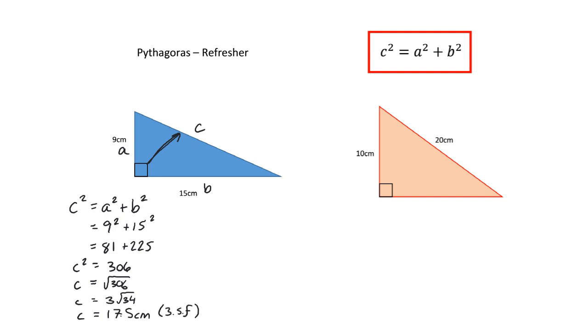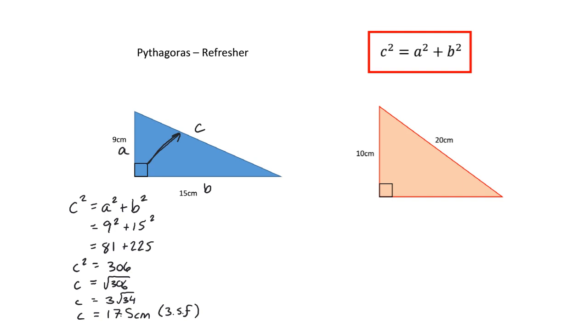Okay, so quick refresher: formula in, substitute into your formula, and then depending upon what the question asks for, it might ask for it as a surd in its simplest form, or it might ask for 3 significant figures or 4 significant figures.